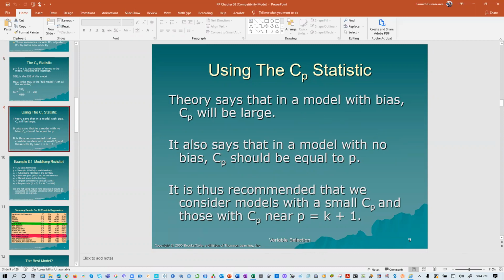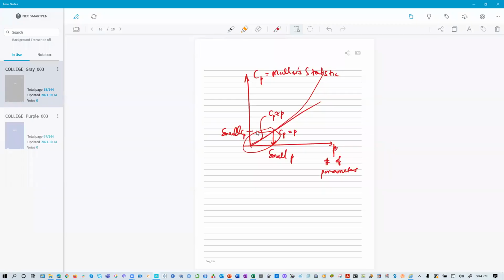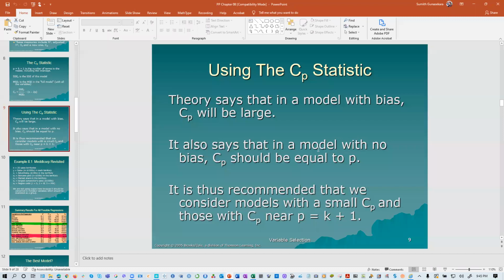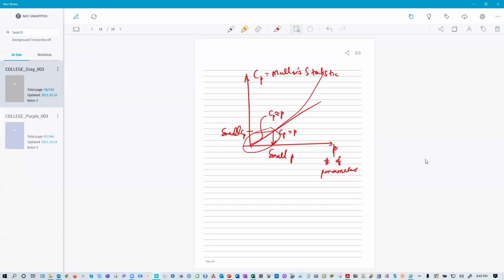If you take some larger CPs from here, that means they are going to be deviated, biased. But on the other hand, for a smaller one, the model with no bias should have CP equal to P. See, this means no bias. No bias means CP has to be equal to P.